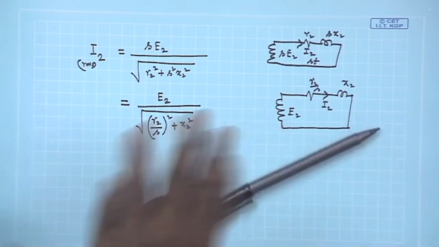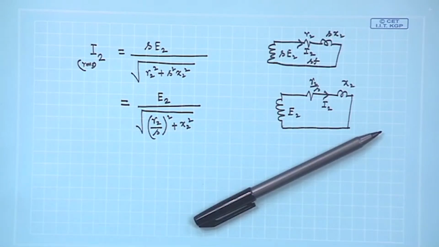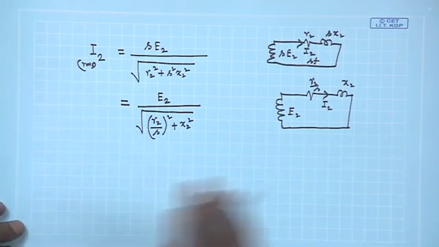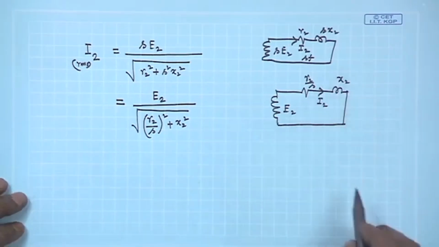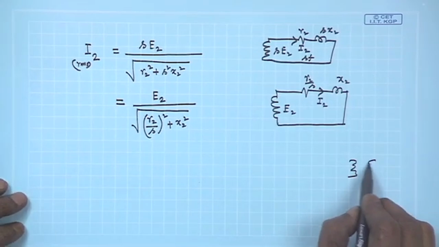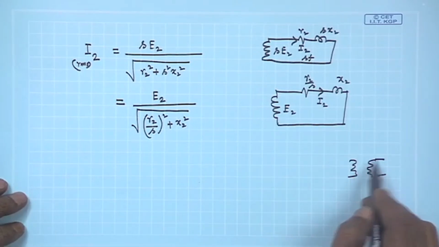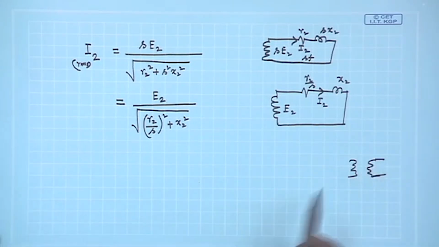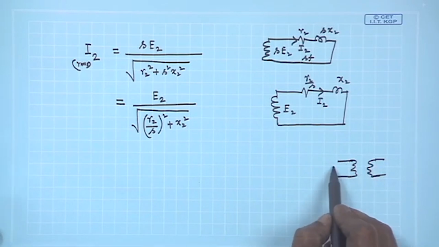Now, a little bit of talking. See what happens in a transformer. In a transformer, listen carefully. Suppose in a transformer, the secondary is open circuited and the primary is energized with a voltage V1.